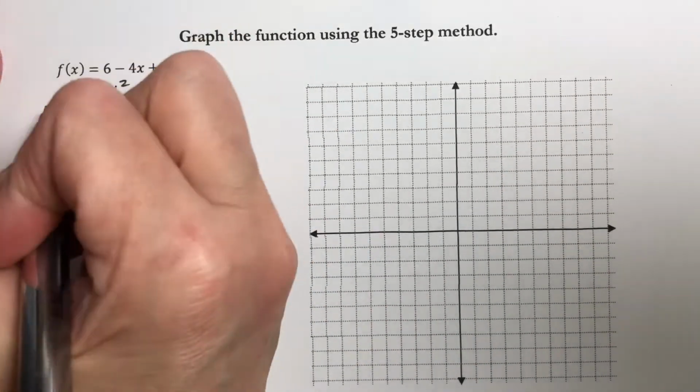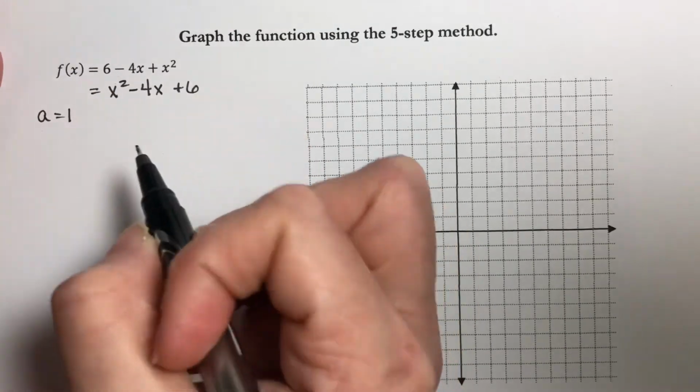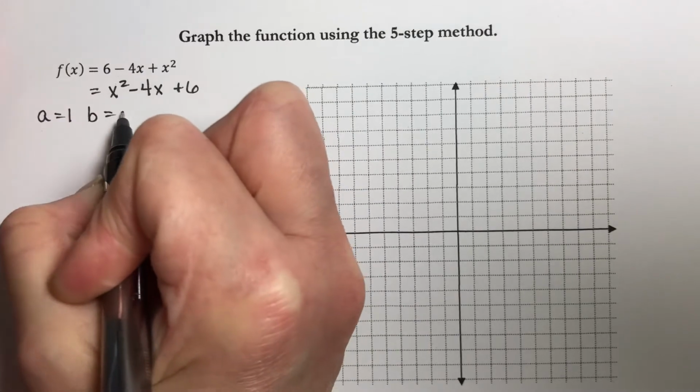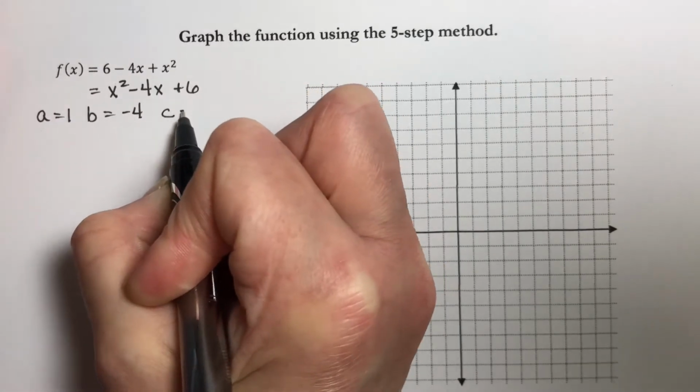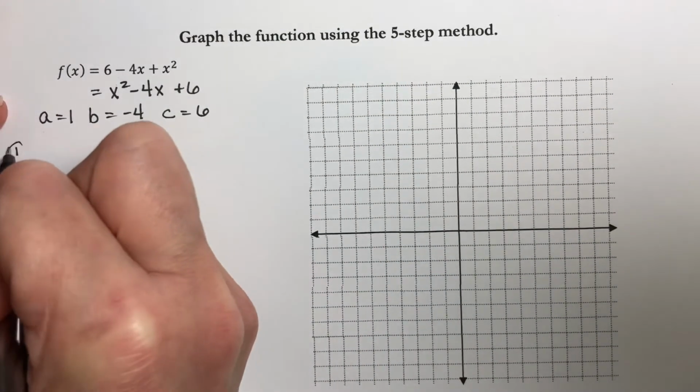Okay, so let's say our A is the number in front of our x squared, so that's a 1. Our B is negative 4. Our C is 6. The first step was, how does it open?